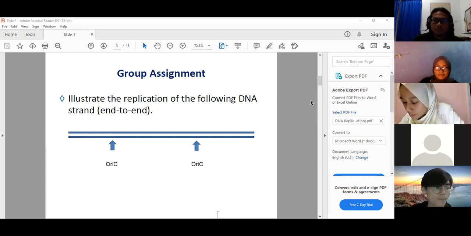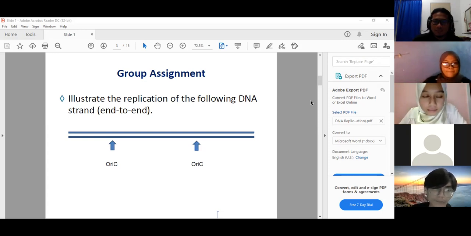Okay, so we want to discuss this question. Illustrate the replication of the following DNA strand end to end. So who wants to share the answer?